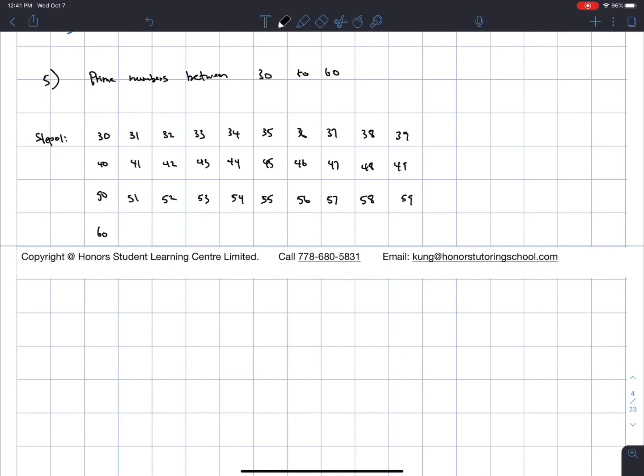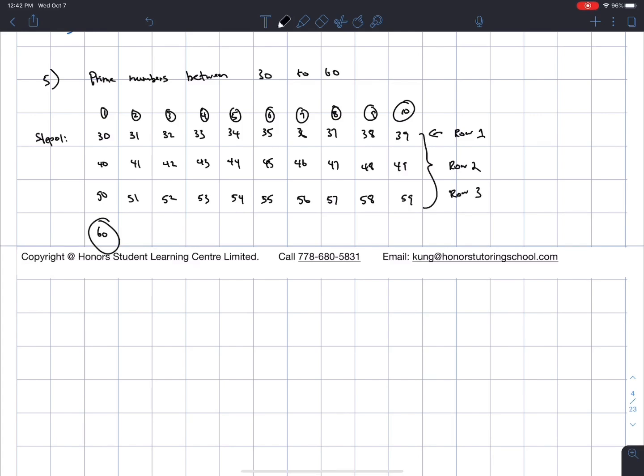From 30 to 60, we actually have 31 numbers. You can see, right? 1, 2, 3, 4, 5, 6, 7, 8, 9, 10. Each row you have 10 numbers and there are 3 rows. So 3 times 10 is 30, and you add 1, right? There is 1 extra number and you get 31.